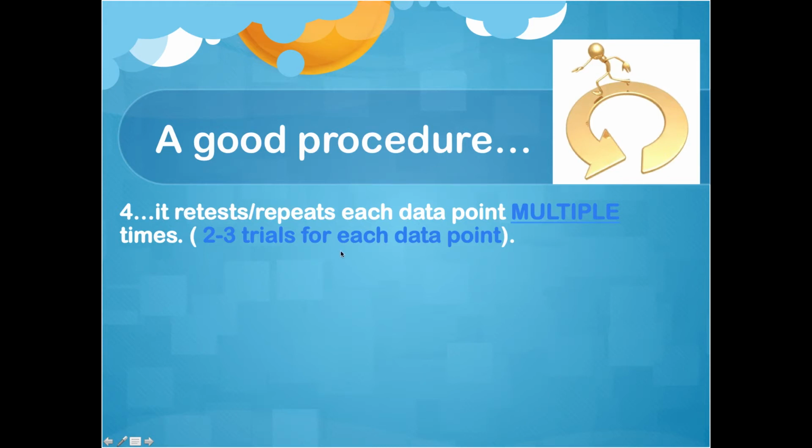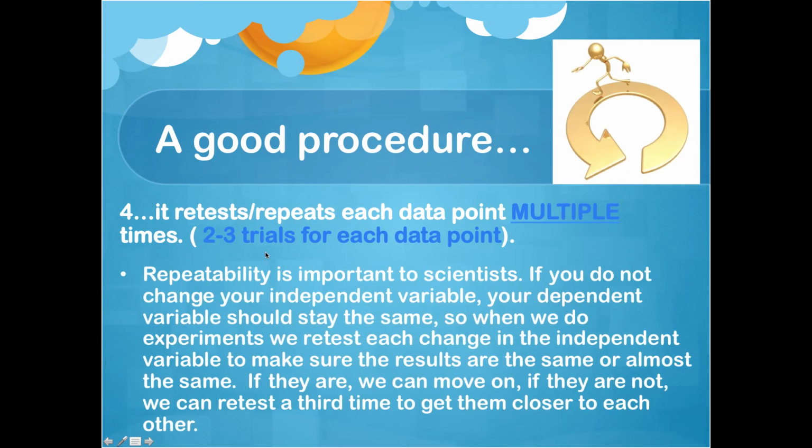Now, if my object isn't moving or I'm just counting something that's staying still, I might not need to repeat it multiple times. But if it's something, again, that I'm timing, so I have to start and stop my stopwatch, or if I have to count something that's moving, I want to do it 2 or 3 times. And then if I get similar answers 2 or 3 times, I can be pretty sure of my answer, and then I can find the average. So again, repeatability is important.